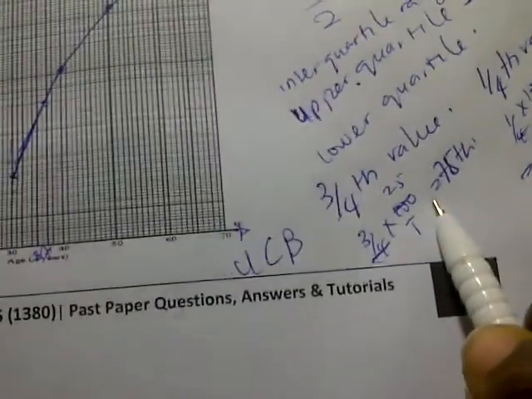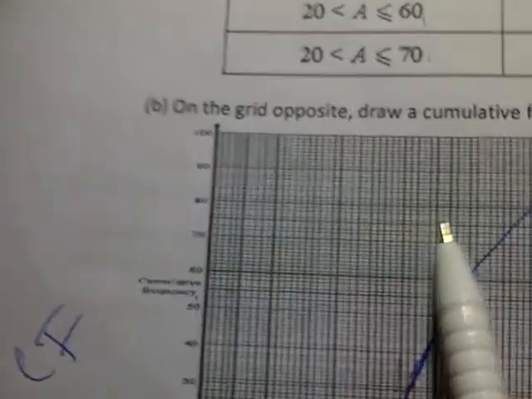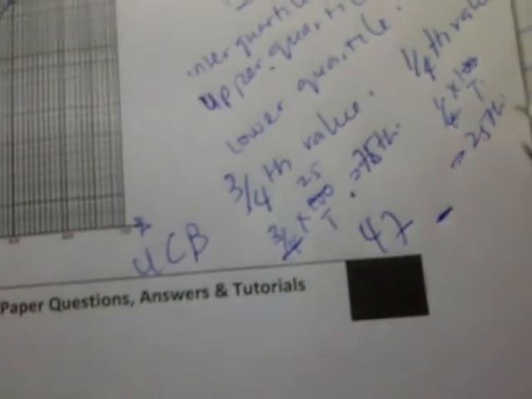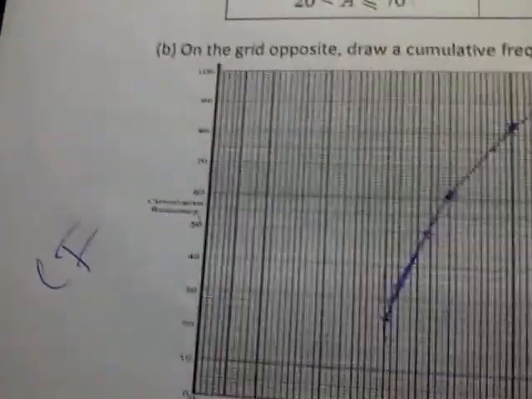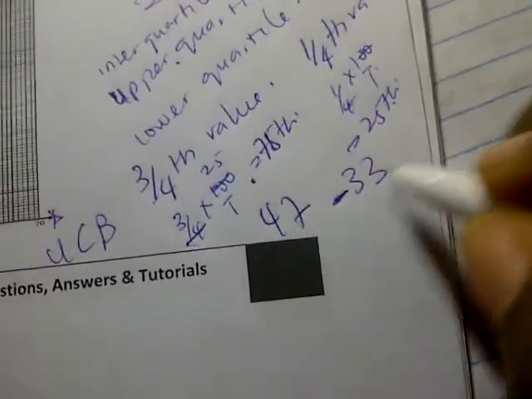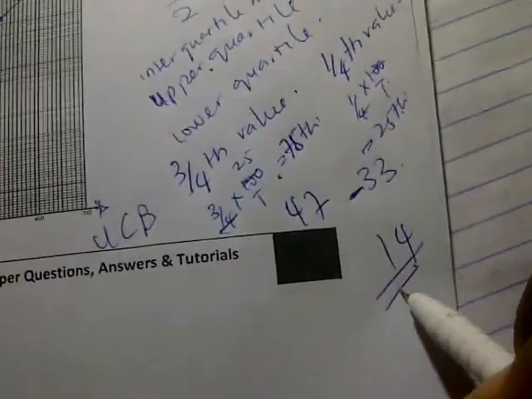Now let's look for the 75th value. Now it's somewhere here. It's going to touch this axis here. Let's say it's 47 that we have here. Then you have minus the 25th value. We go to this place and trace our 25. Let's say it touched it here, and that's about 33. So 47 minus 33 is 14. So the interquartile range will be 14.